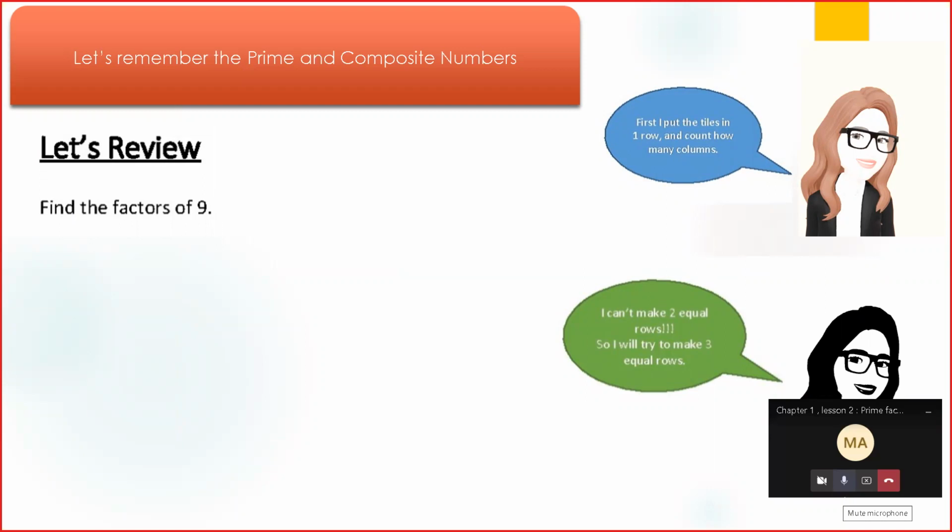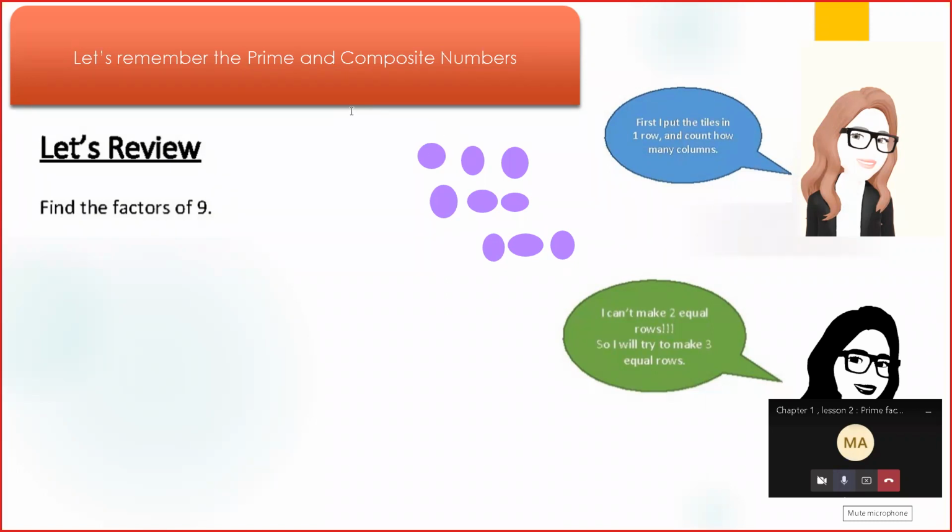First of all, let's find the factors of 9. All of you, I want you to focus with me. Let's draw 9 circles. We have 1, 2, 3, 4, 5, 6, 7, 8, and 9. And I want to rearrange these 9 circles into rows and columns that are equal. How can I do this?